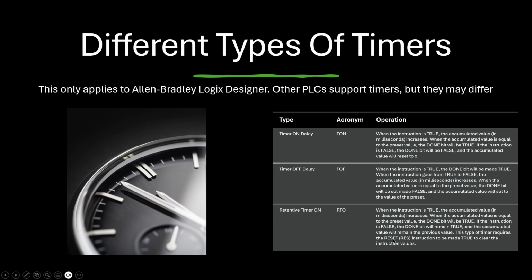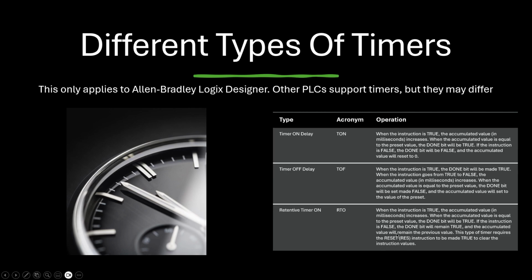If you do not clear the timer, it will continue to hold the last recorded value for the accumulator, and if the done bit was made true, it will remain true. So you can think about it as a delayed latch instruction where you activate the input and you hold it for, let's say, 5 seconds. When the 5 seconds is up, then the done bit will be made true, and it will only go away when you activate the reset tag.